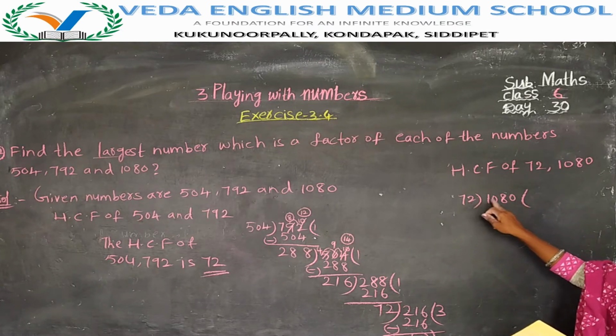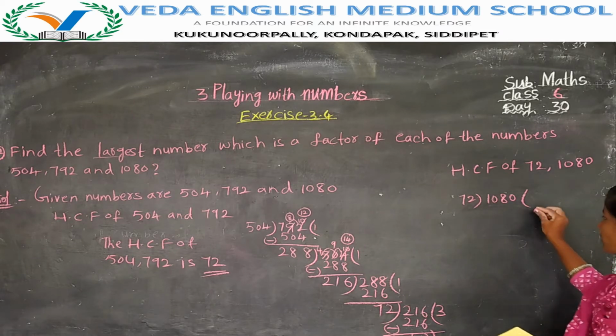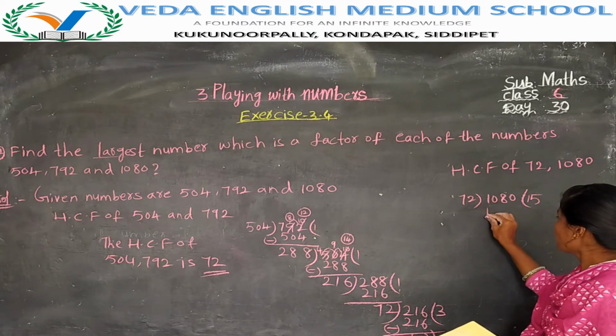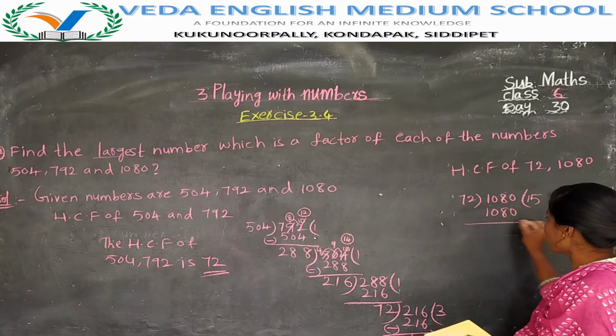So in the 72 table, 1080 is possible at 15 times. So if you take 72 15s, then you will get 1080. Madam, how are you saying that?